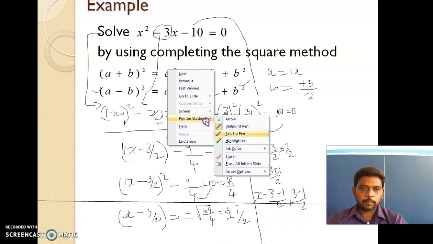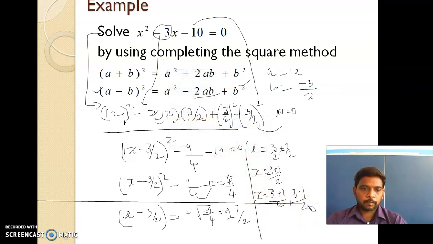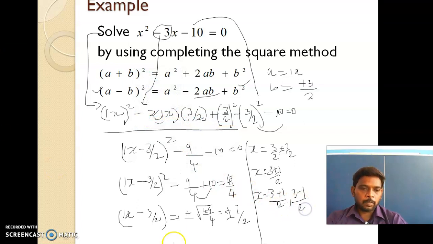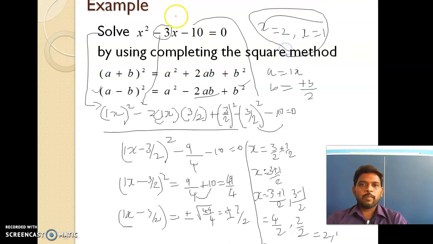So equal to, 3 plus 7 is 10, so 10 by 2, comma, and the next one, 3 minus 7 is minus 4, so minus 4 by 2. So when we simplify, 2 fives are 10 and 2 twos are 4. So the value of x is nothing but x equal to 5 and x equal to minus 2. So these are the roots of the given equation.